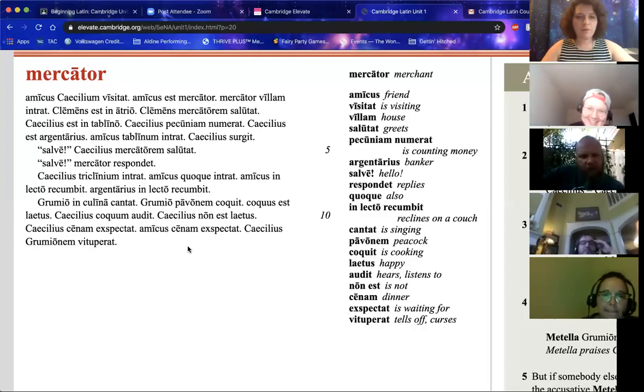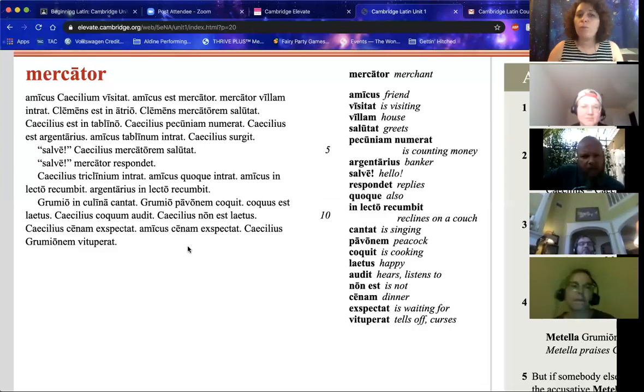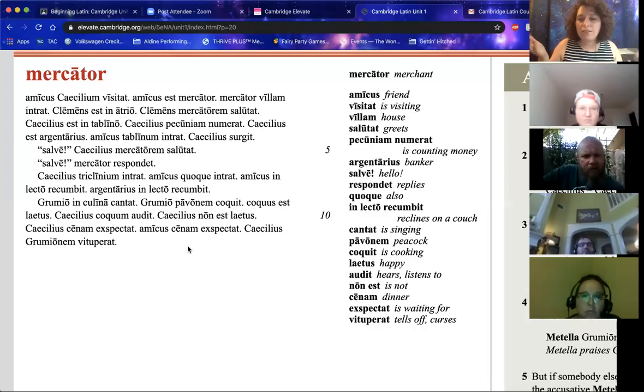So this is the last thing we're reading, and I'm just going to ask you guys some questions about who's doing what. All right, I'm going to reread it and pause. So, amicus caecilium visitat, amicus est mercator. Mercator villam intrat. So a friend is visiting Caecilius. What kind of person is this friend?